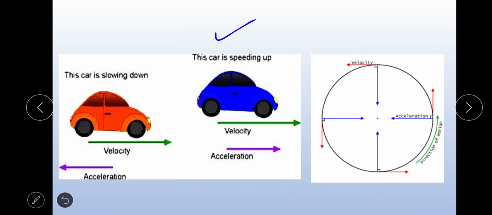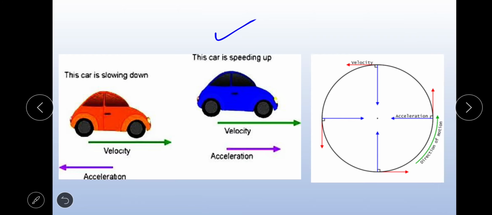ಅಂದರೆ ಇದರಲ್ಲಿ, so a moving car increases its velocity. Okay, speeding up ಅಂದರೆ it increases its velocity. Then the direction of the velocity and direction of the acceleration both are same. Okay, so in this case acceleration is positive.